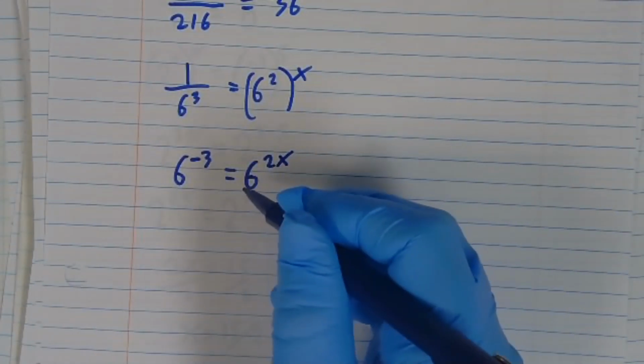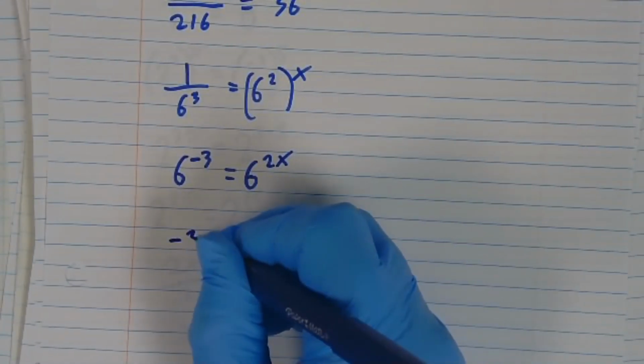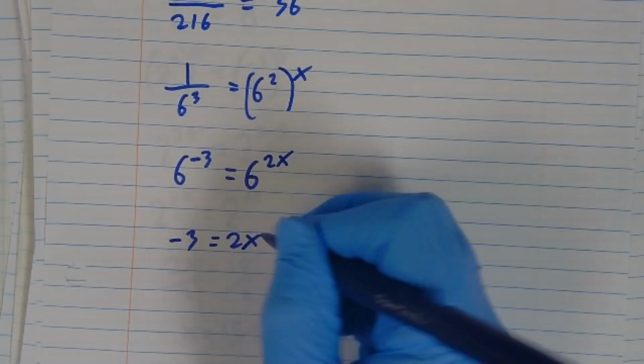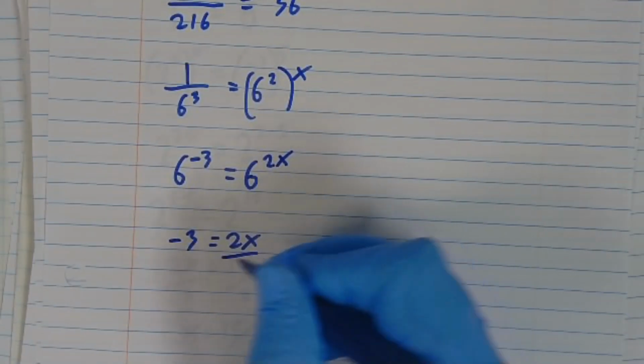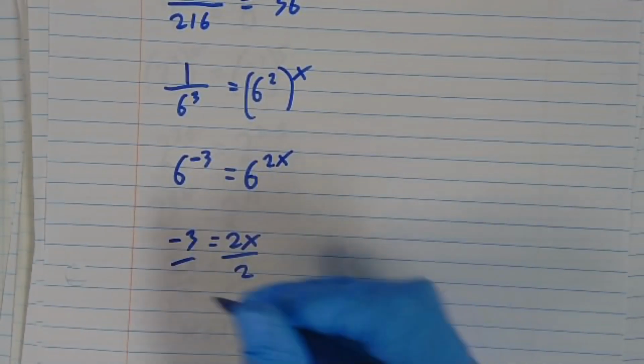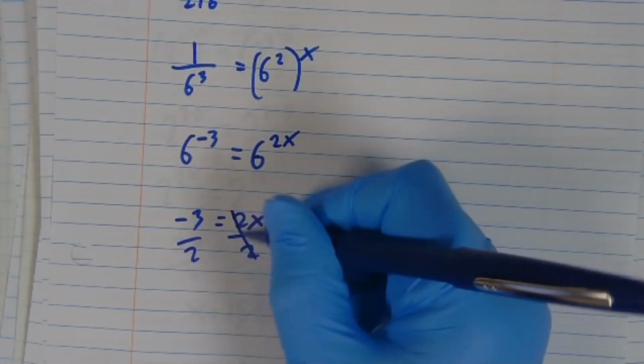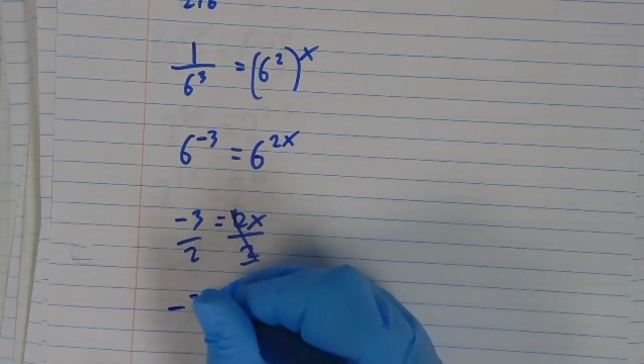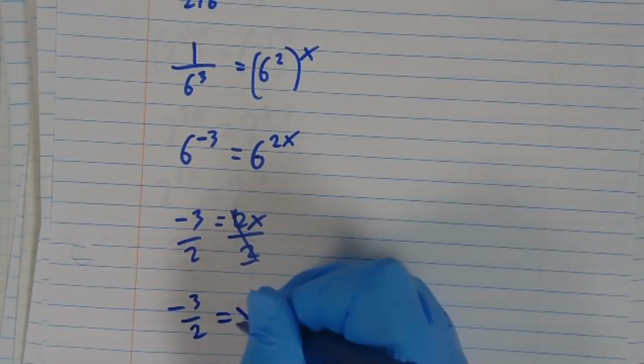Well, now I have the same base. So I know negative 3 is equal to 2x. I can divide both sides by 2 and get that x is equal to negative 3 halves.